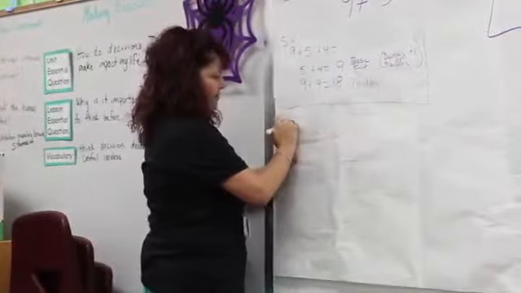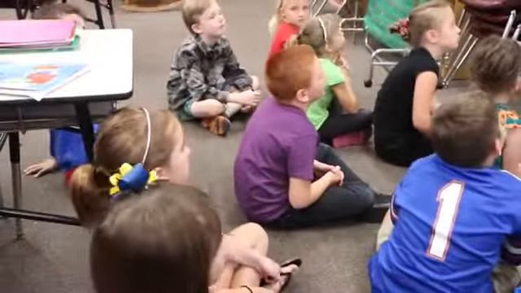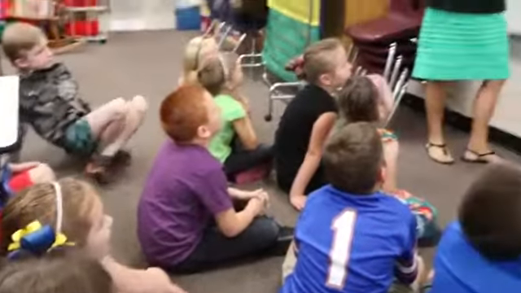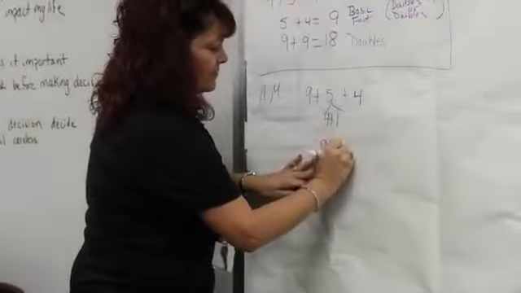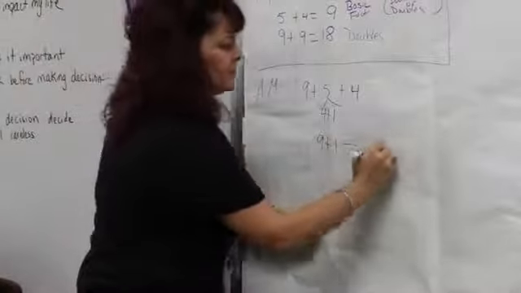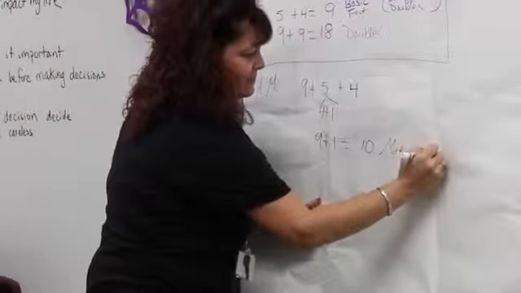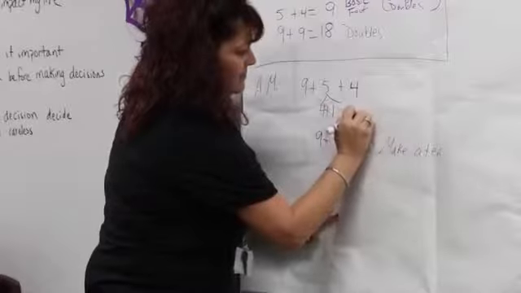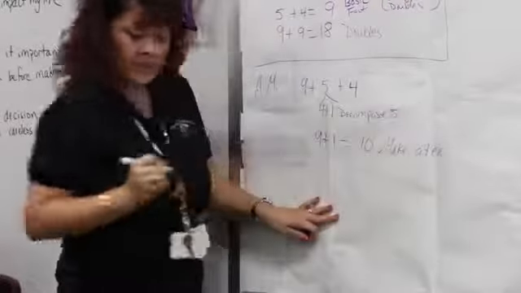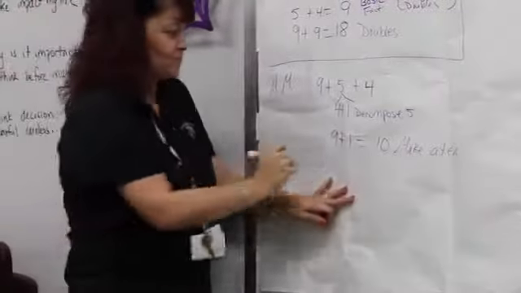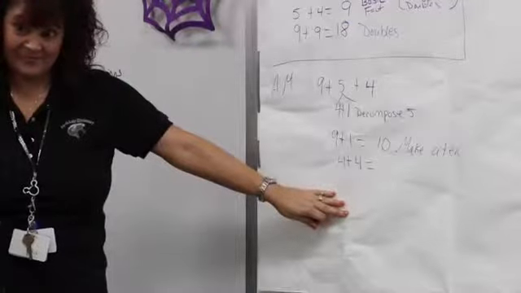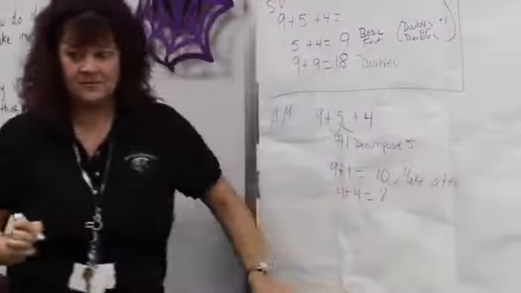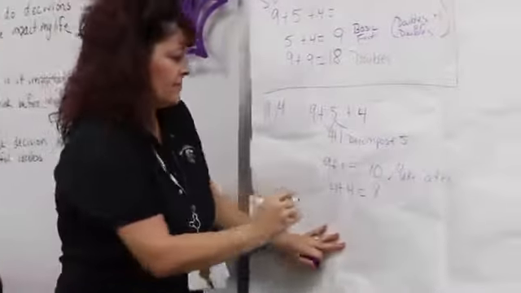Allie. I decomposed the 5 into 4 and 1. And then I added on the 1 onto the 9 to make it 10. Okay. And then I added on 4 plus 4. And then that equals 8. And then I did 8 plus 10 equals 18.